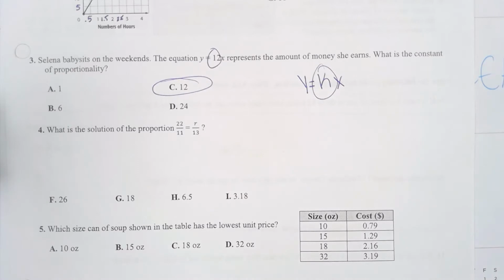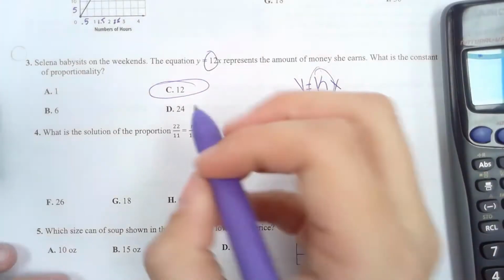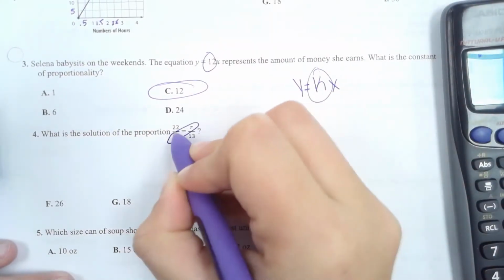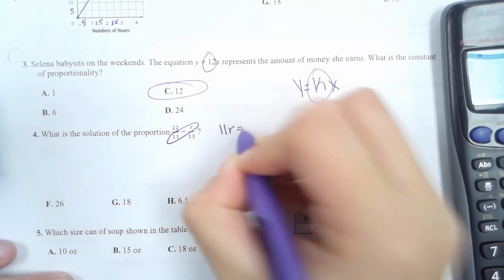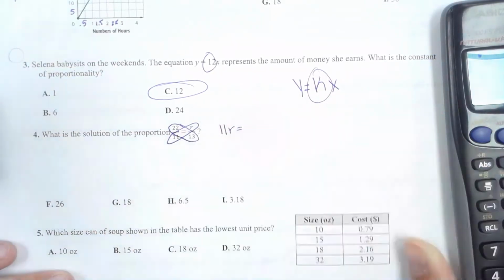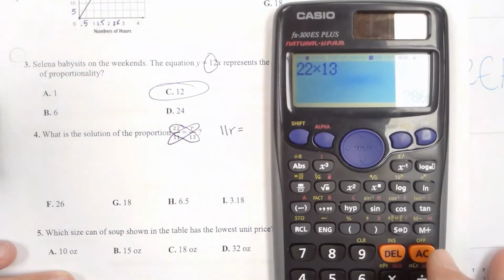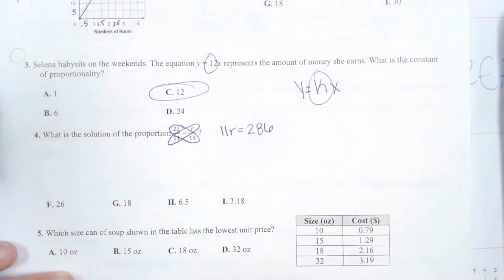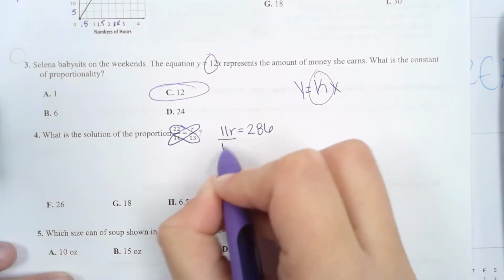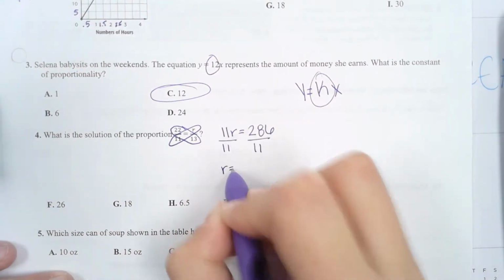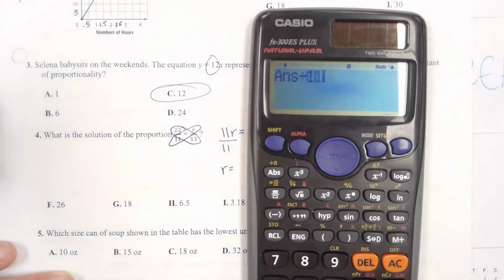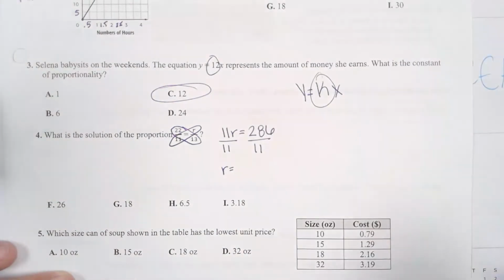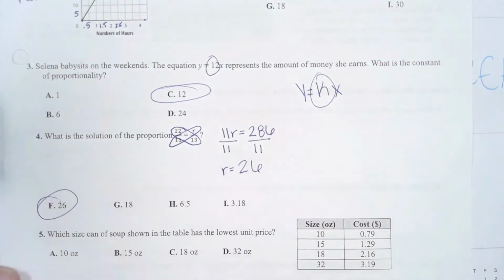All right, number 4, what is the solution of this proportion? So remember, when we are solving a proportion, we are cross multiplying. So in this case, I'm going to take 11 times r, which is 11r. 22 times 13, so I have my calculator here. That gives me 286. And then our last step to get r by itself is to divide by that 11 on both sides. So 286 divided by 11 gives me 26. So our answer here is F.